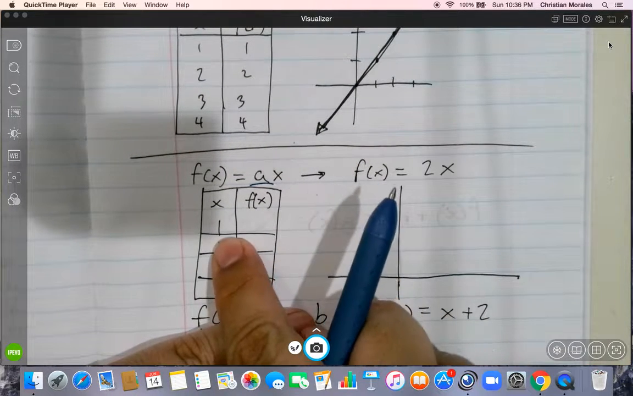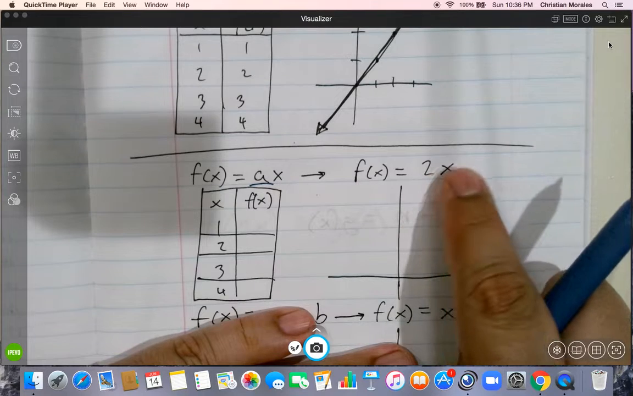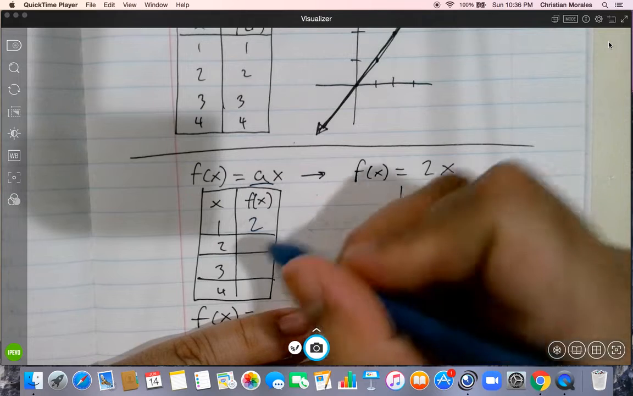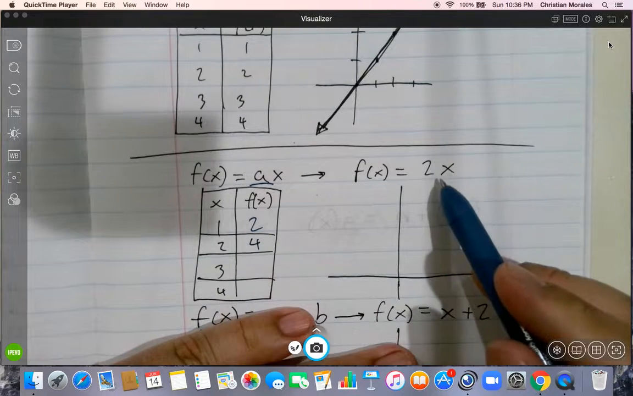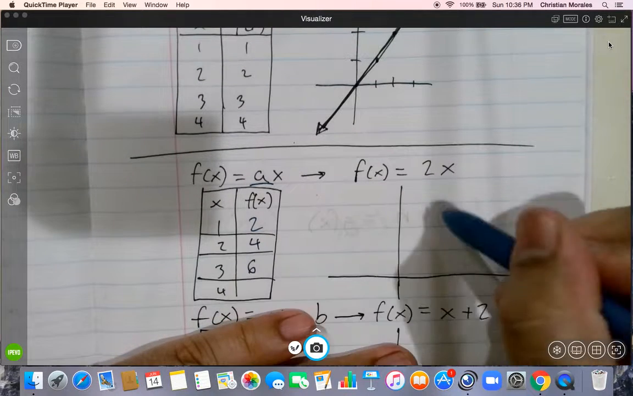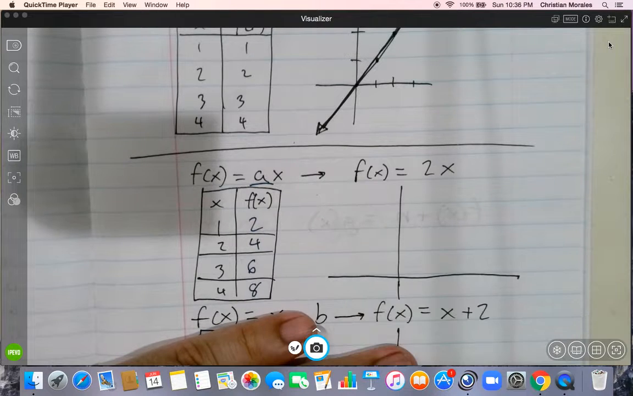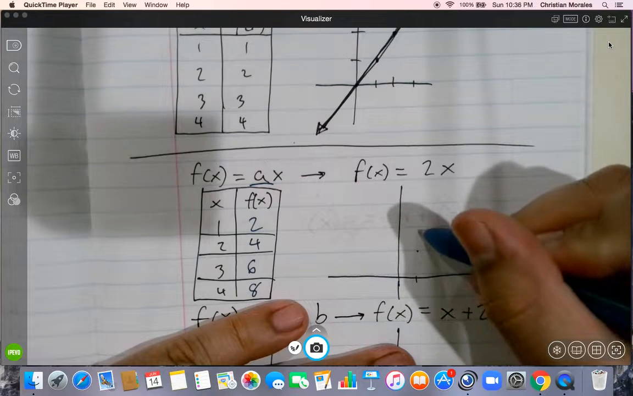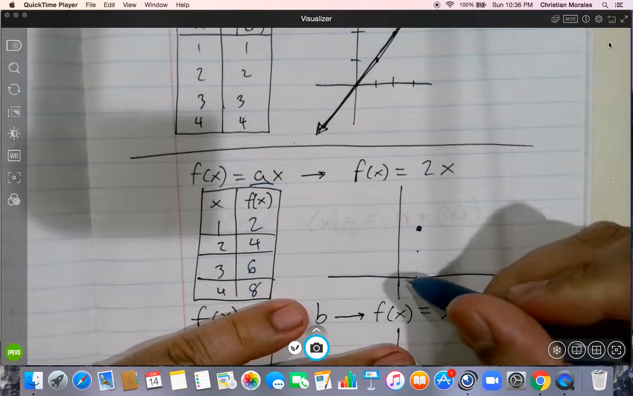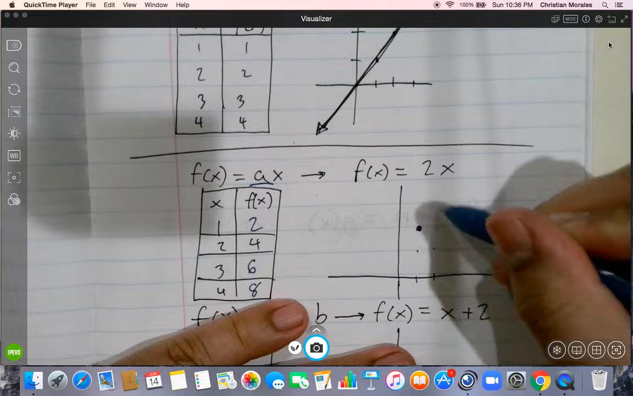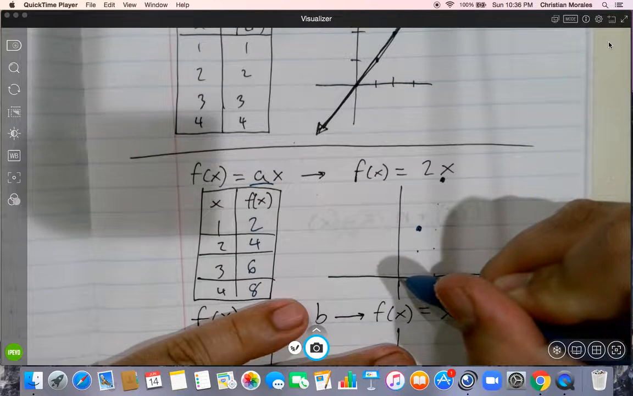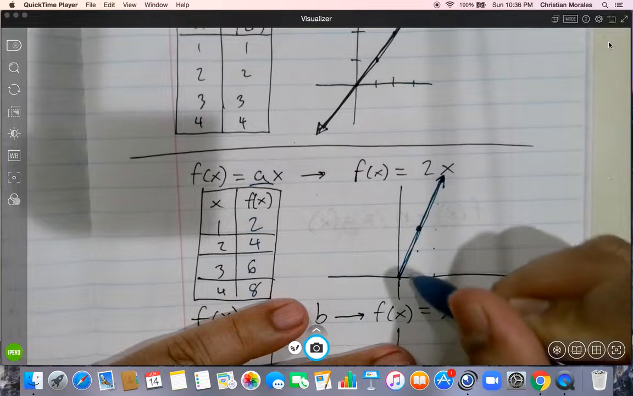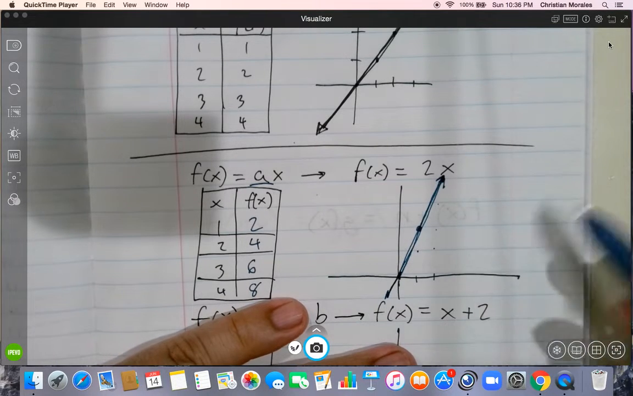What happens if I plug in a 1? Well, that's 2 times 1, so that gives you 2. What happens if you plug in a 2? 2 times 2 is 4. What happens if you plug in 3? What happens if you plug in 4? So now your function is going to look like this: (1, 2), (2, 4). And now your line is going like that. I can't put the other points on there because I don't have space.